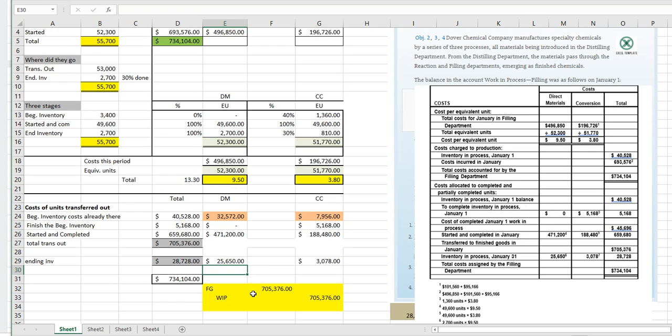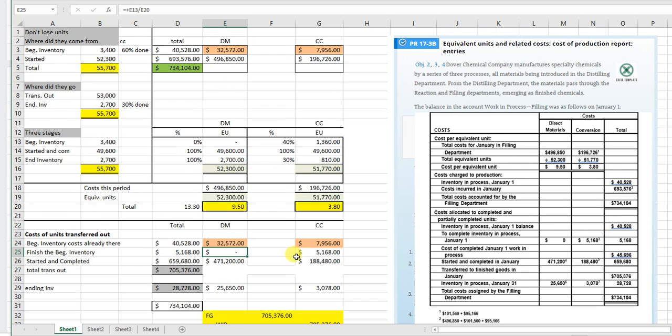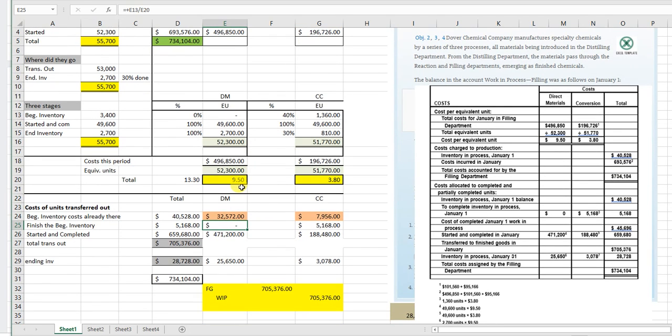So my costs for my direct materials are what I did last period for beginning inventory, and this period for beginning inventory, which is, my last period is the 32. This period is 0 times 950. What I started and completed is 49,600 times 950, and my ending inventory is 2,700 times 950. I do exactly the same for conversion costs.